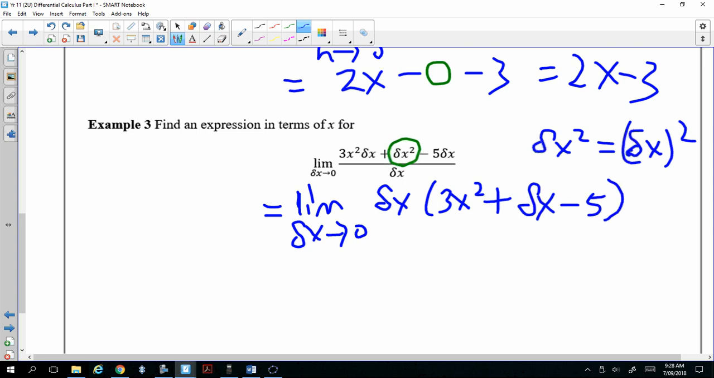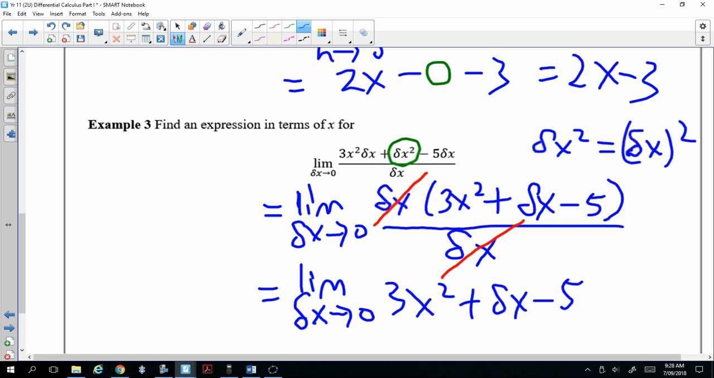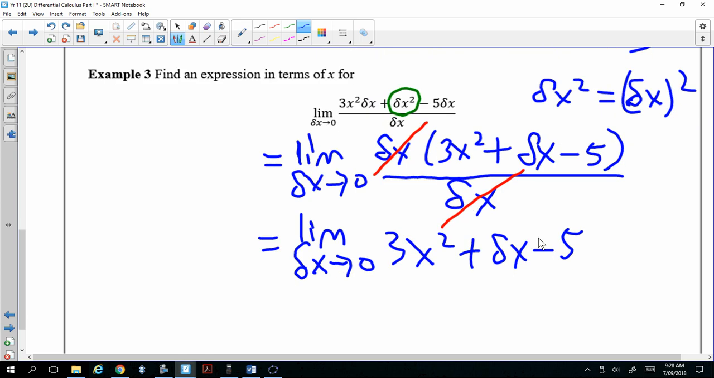And then what do you get? You get cancelled. Okay, what do you do next? You substitute. Because you get this question in the textbook. So now you know how it works. But some of you have done it already, I think. Let's put 0 in. So every time you see delta x, you substitute 0. So the x squared stays as x squared plus 0 minus 5. And the answer is 3x squared minus 5.